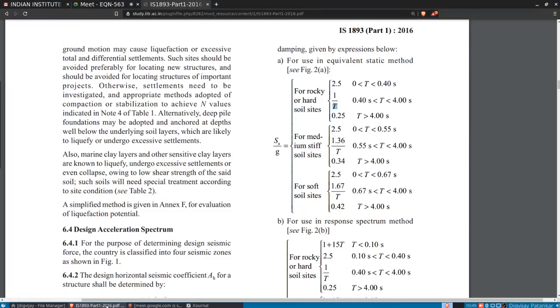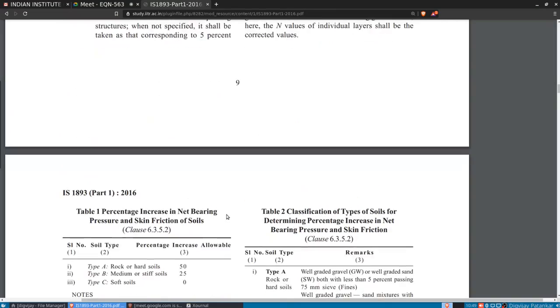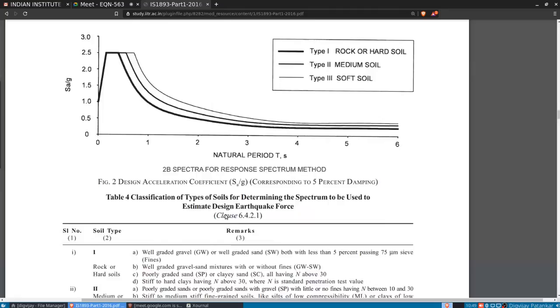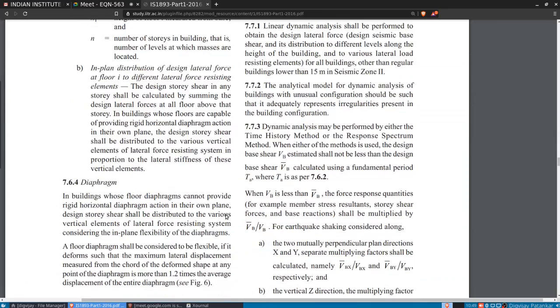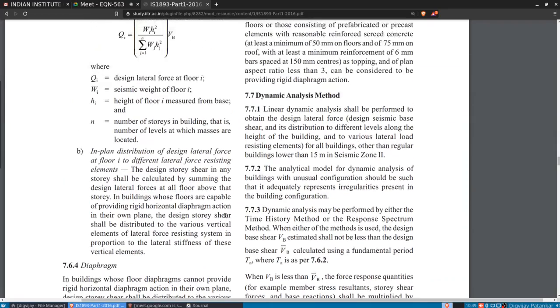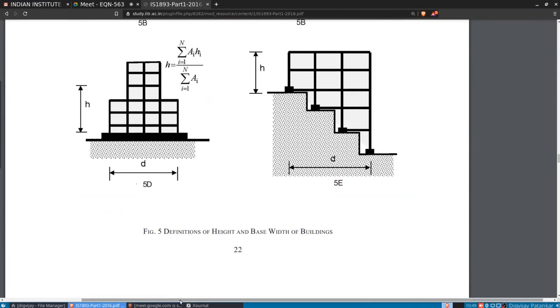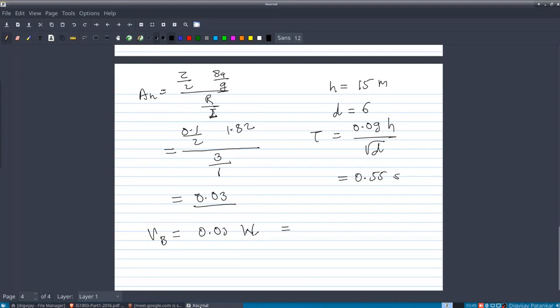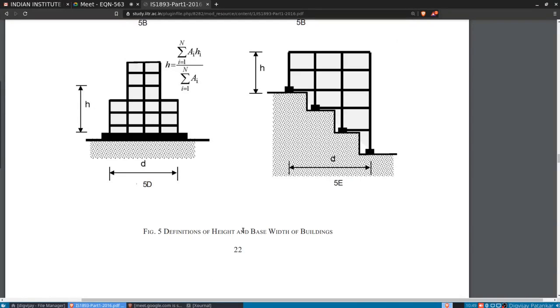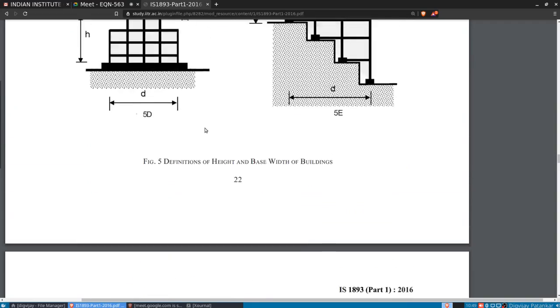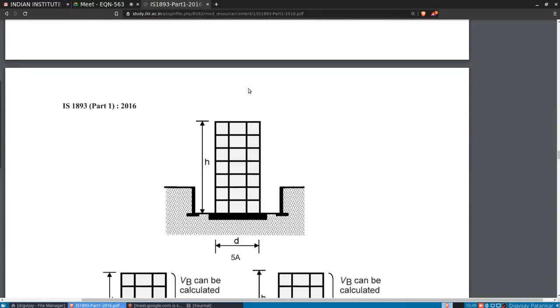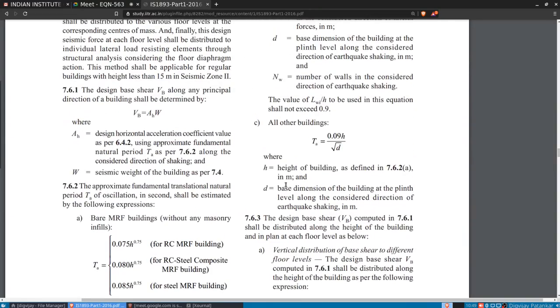And distribution of base shear. 7.6.3, I think. What is it? Sir, page number 23, I think. Okay, page number. Okay, yeah, that itself. But I want to start with the actual discussion.